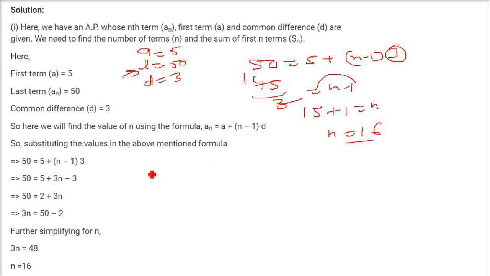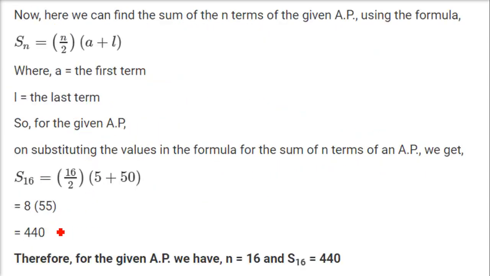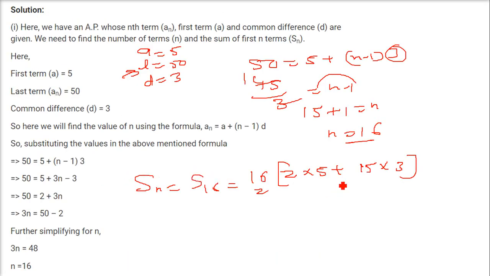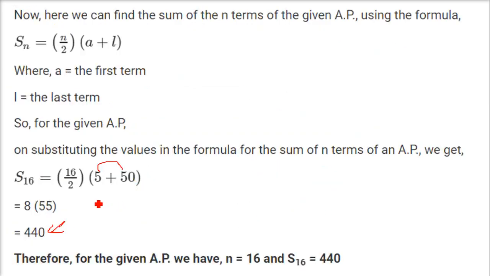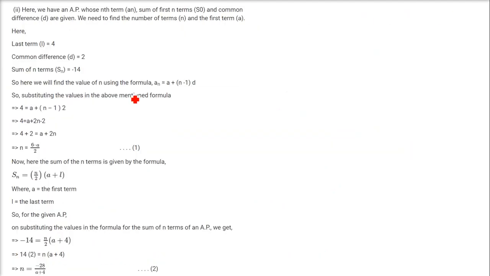Now we have found the number of terms, and we have to find the sum of the first n terms. So Sn, that is S16, will be equal to 16 by 2 into 2 into A, which is 2 into 5, plus 16 minus 1, 15, into d, which is 3. This will be 440. You can also use A plus L, because A and L are also given. So S16 is 16 by 2 into 5 plus 50. Both of these will give you a similar answer, which is 440.